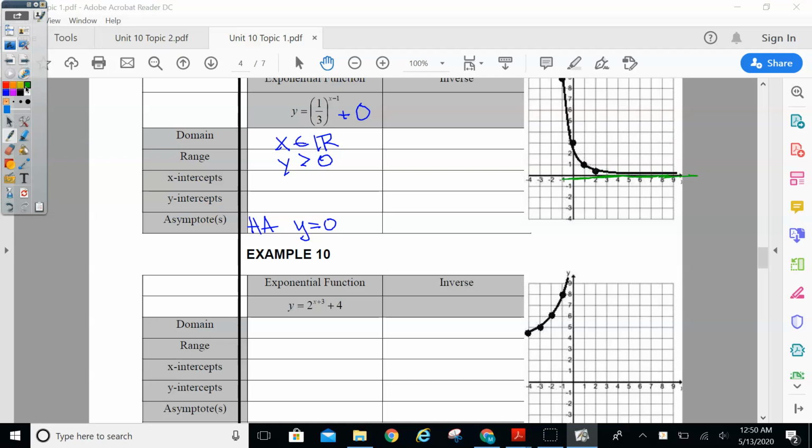Okay, and then some points. Looking for the x-intercept. Where does it cross the x-axis? It doesn't. So here we're going to put none. And then the y-intercept at (0, 3).